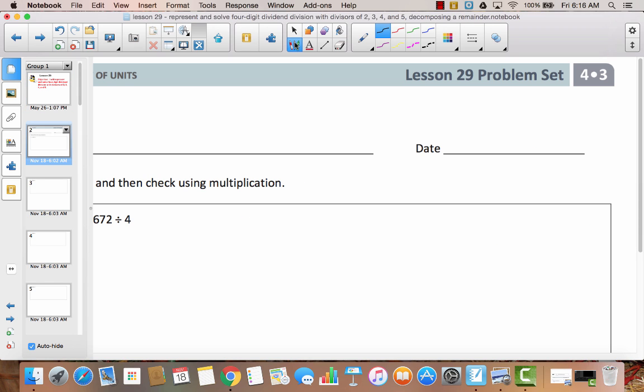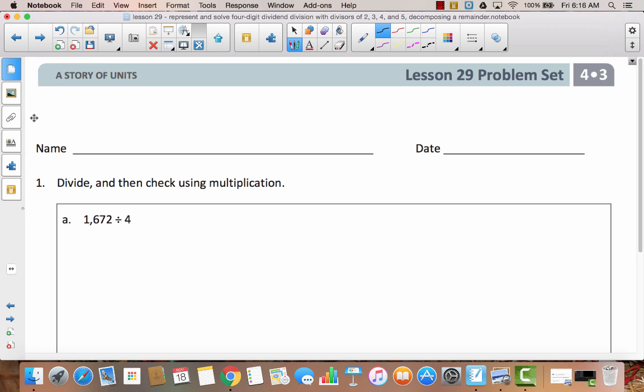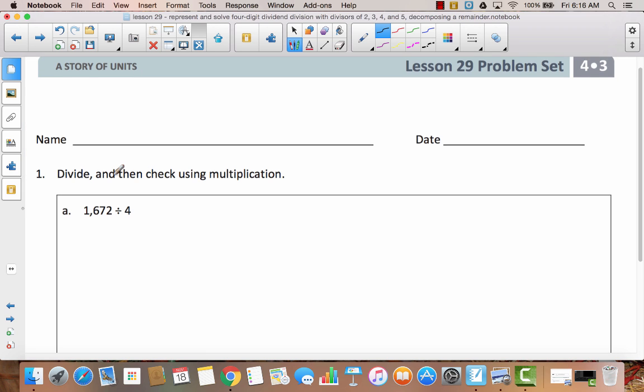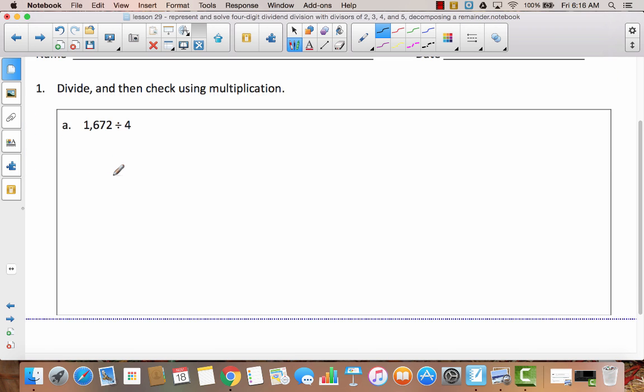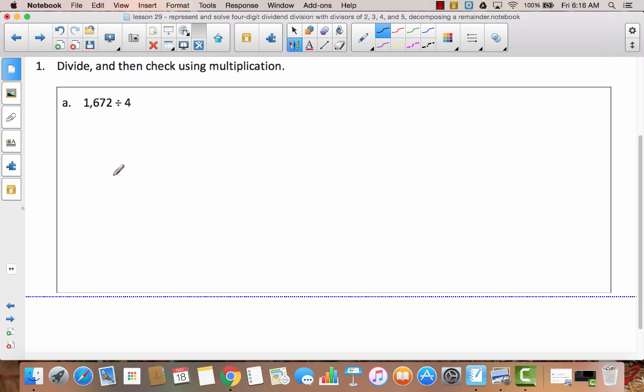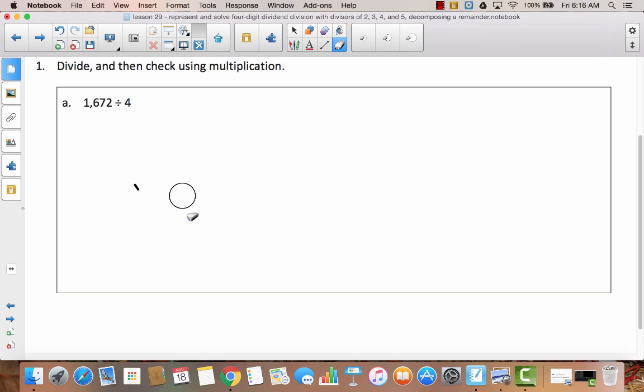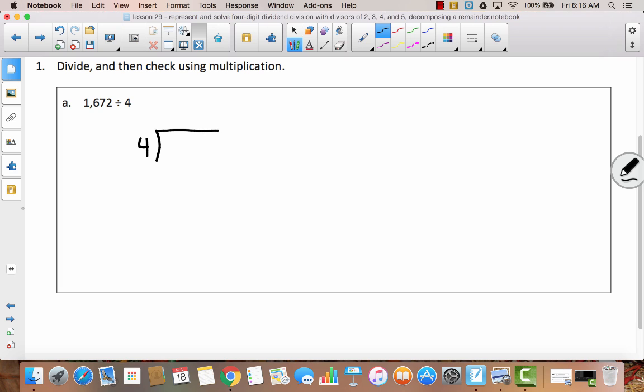So you'll notice in your problem set that the directions say divide and then check using multiplication. Remember, if you still need to use your place value chart to help you divide, please get it out of your personal whiteboard and use it as much as you need to. Just try to figure out how your place value chart is relating to this long division. I am only going to show the long division, not the place value chart, in most of these problems.